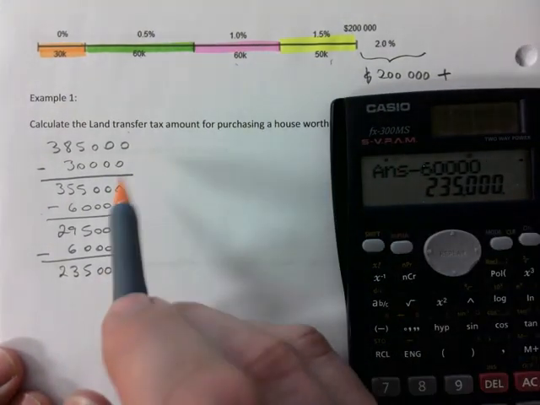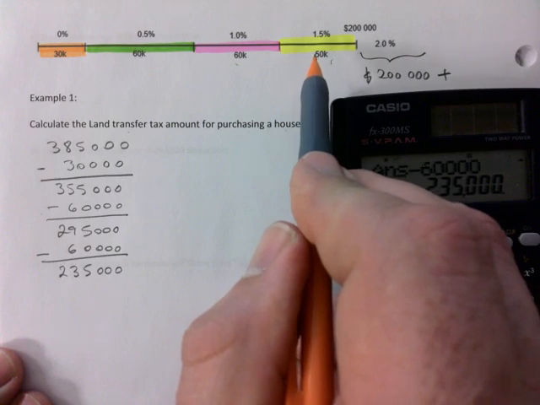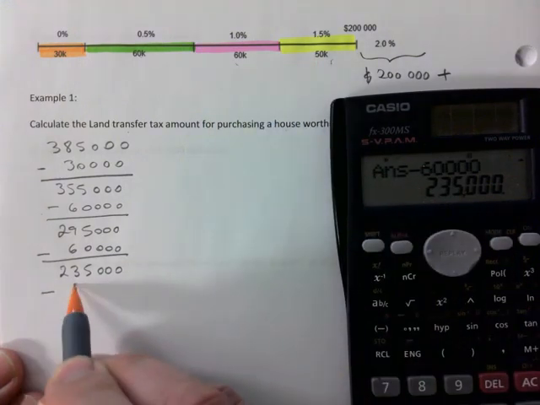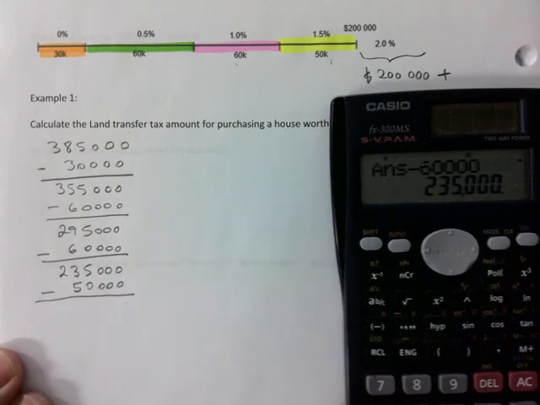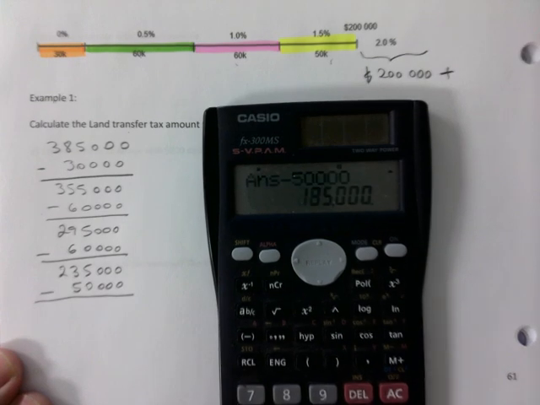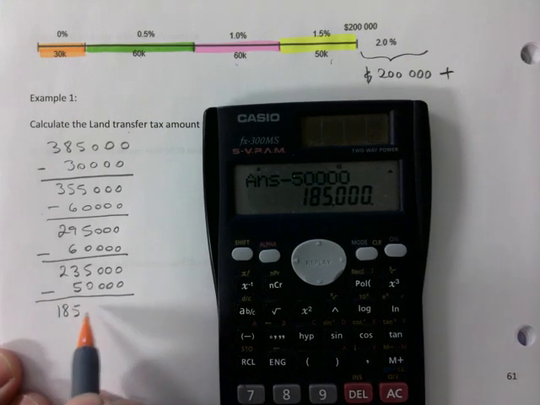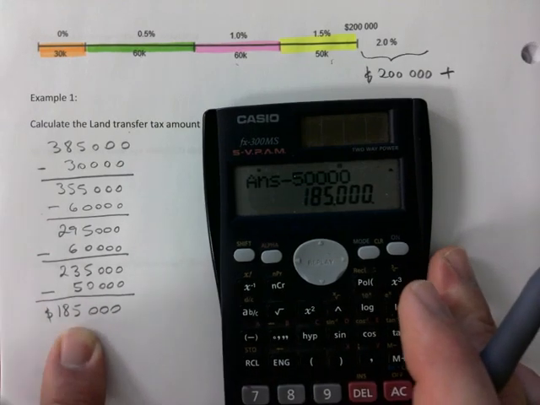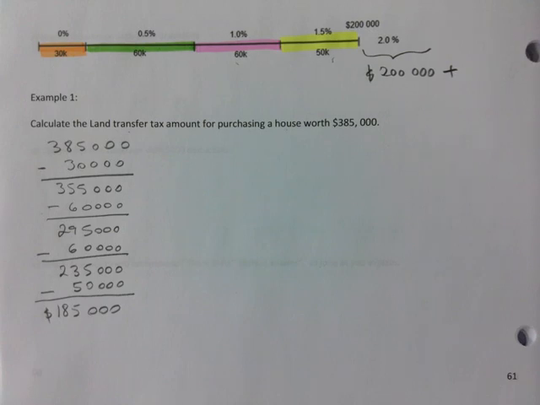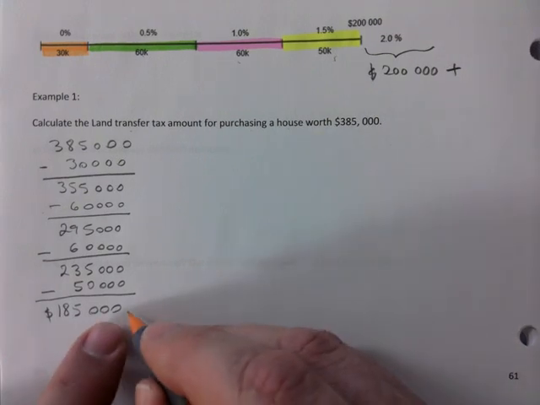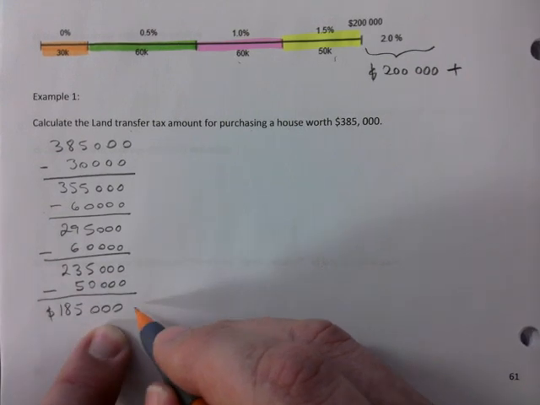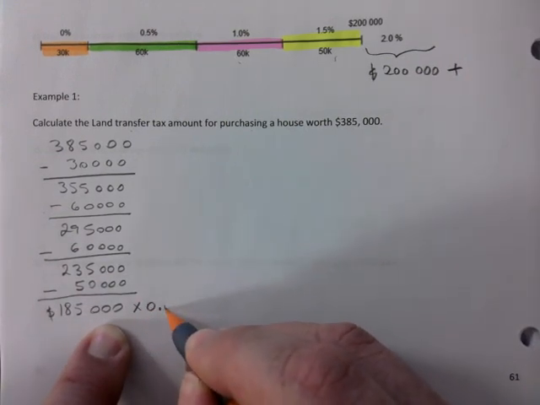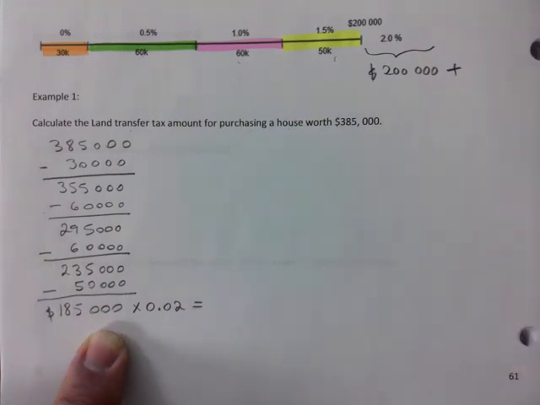What's the next amount? The next amount you can take away is 50,000. See up here? So as long as you can subtract, you keep doing that. You're left with 185,000. There's nothing left to subtract, correct? There's no other amount left to subtract. So this amount will be taxed 2%. This is the amount over 200,000. So you go times 0.02. We're going to figure that out.